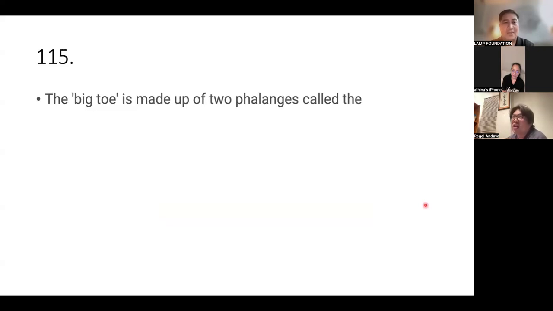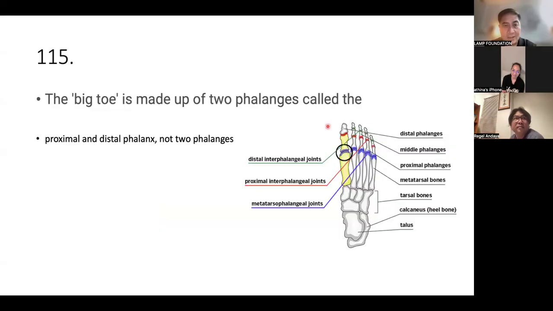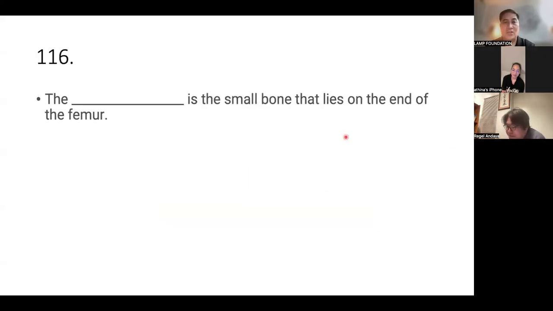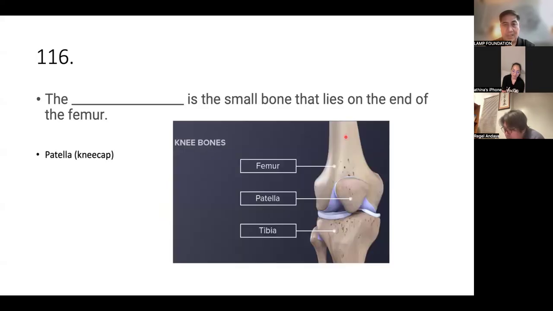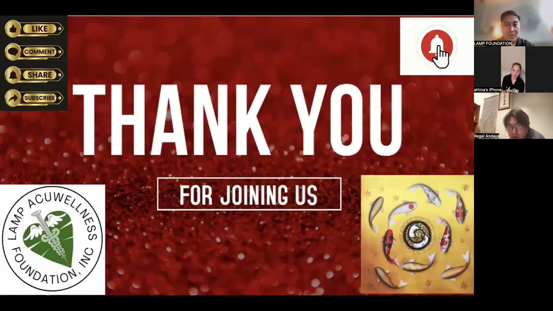The big toe is made up of two phalanges called the proximal and the distal phalanx. So this is the proximal. We call this the interphalangeal joint, the distal interphalangeal joint. Okay. The blank is the small bone that lies on the end of the femur. The patella, or the kneecap.